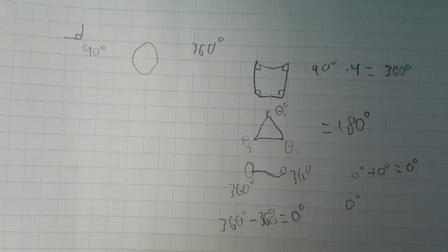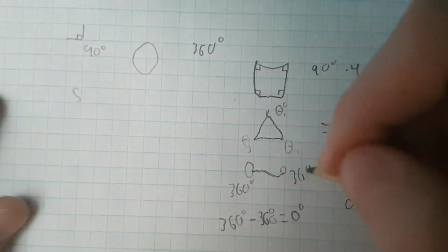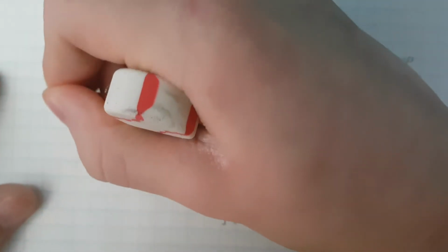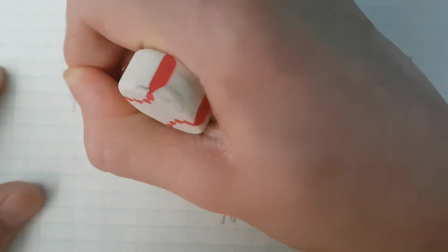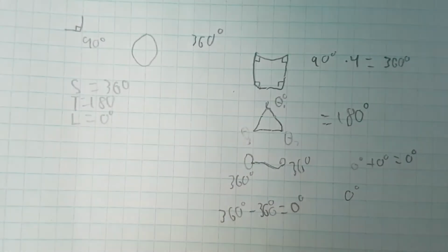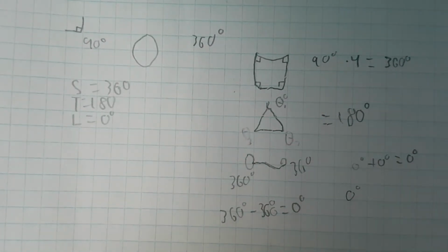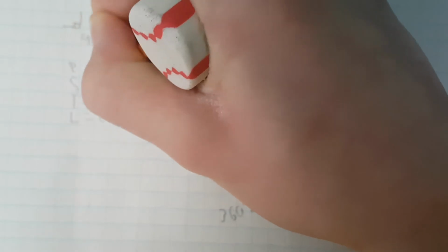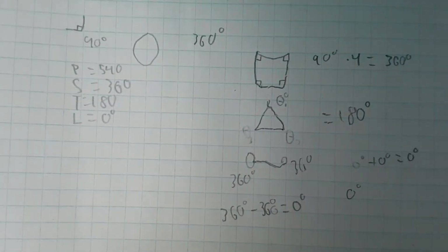But now, ladies and gentlemen, we have a pattern. We know that a square has 360 degrees, and a triangle has 180 degrees, and a line has 0 degrees. What's the pattern? 180 degrees. So, if we look at a pentagon, it should have 540 degrees. And does it? I don't actually know. I should have looked that up ahead of time, but I'm going to leave that to you. It's your homework now.